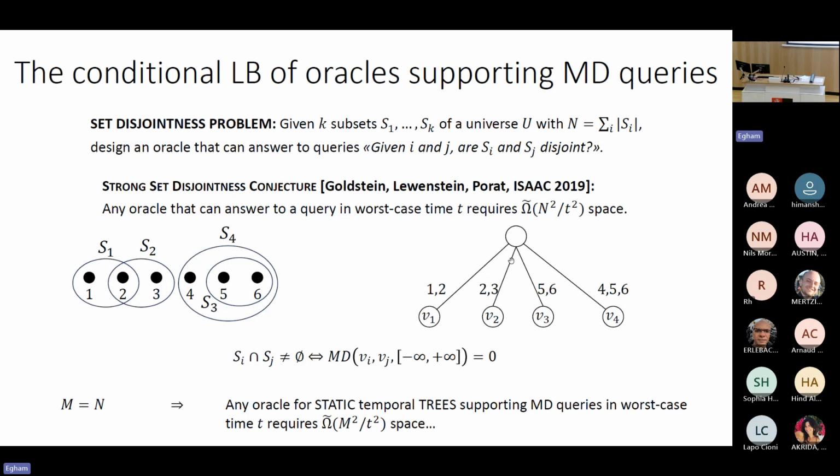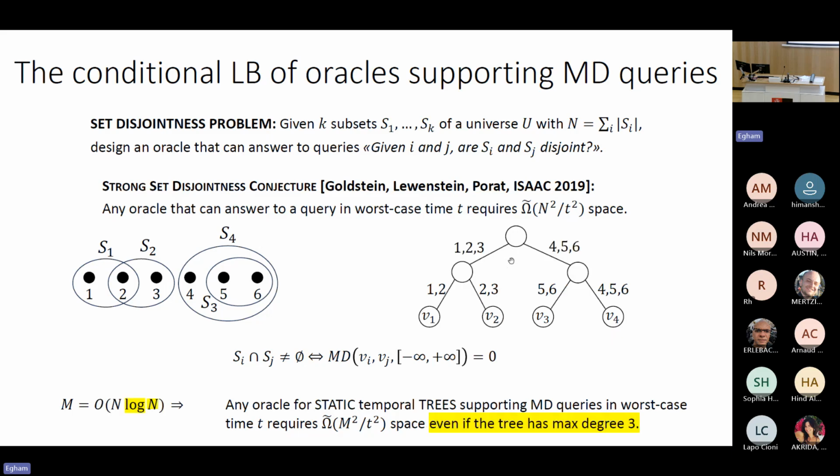Okay? So this implies that in our case now, capital M, which is equal to the total number of labels we have in our temporal star, is equal to capital M. So by the strong set disjointness conjecture, any oracle for static temporal trees supporting minimum duration queries in worst case time t requires that much space. And actually, it's possible to modify the reduction in such a way that it works even for trees with maximum degree 3, by losing a factor of log n on the size of M. But this does not change the trade-offs too much. It changes the trade-off only by a logarithmic factor.